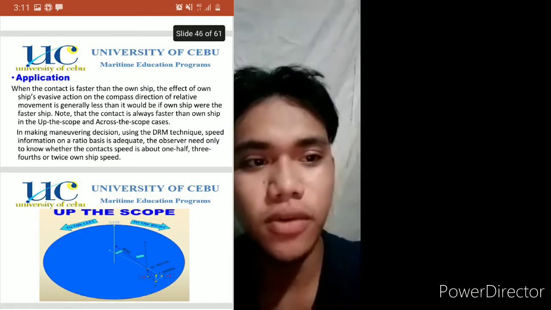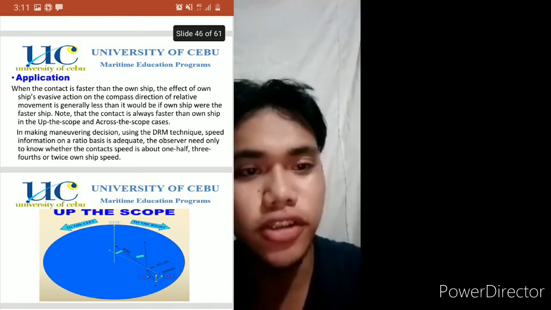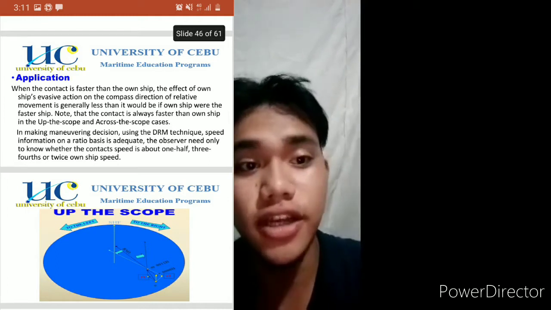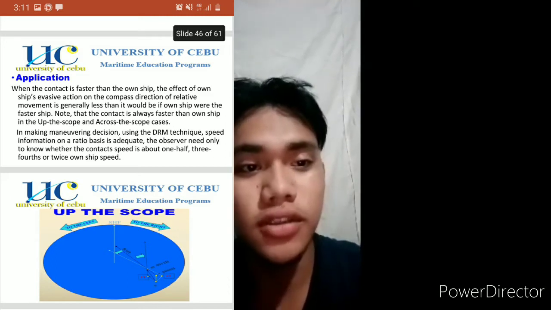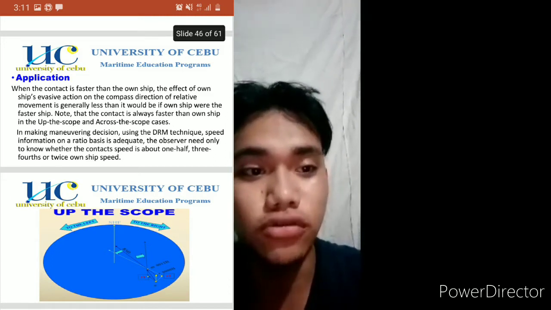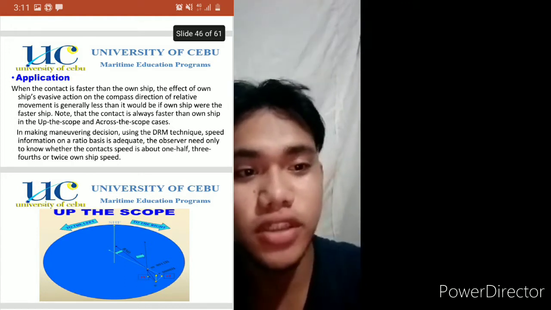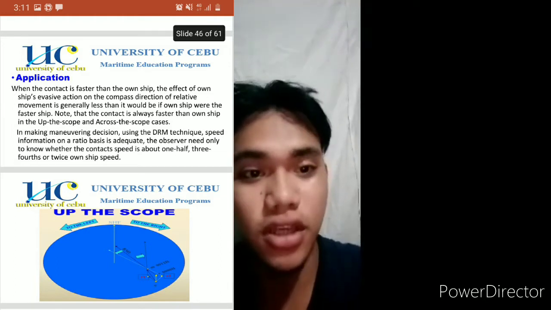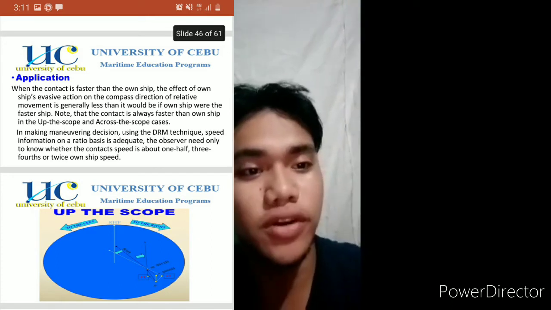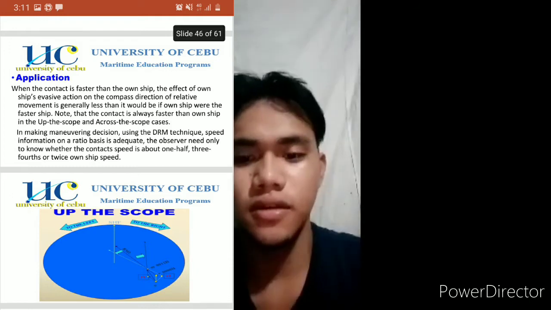Application. When the contact is faster than own ship, the effect of own ship's evasive action on the compass direction of relative movement is generally less than it would be if own ship were the faster ship. Note that the contact is always faster than own ship in the up the scope and across the scope cases. In making maneuvering decisions using the DRM technique, speed information on a ratio basis is adequate. The observer need only know whether the contact speed is about 1/2, 3/4, or twice own ship speed.